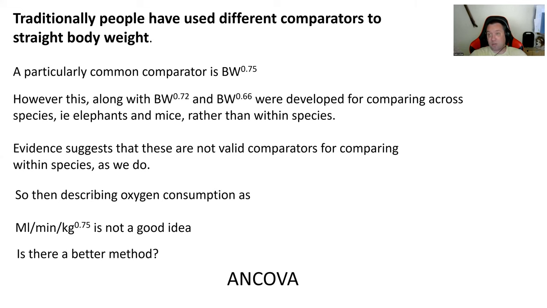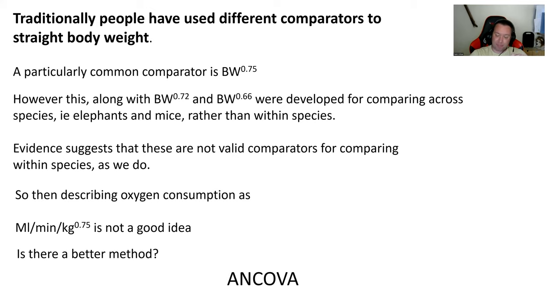So the question was, is there a better method? And what this paper really put forward was ANCOVA. And that was great because what would then happen is everyone would start using ANCOVA and we would no longer have the problem whereby a fat mouse, as a result of a mathematical function, automatically has a low metabolic rate. And that was the big problem. We'll show that in the next couple of slides.